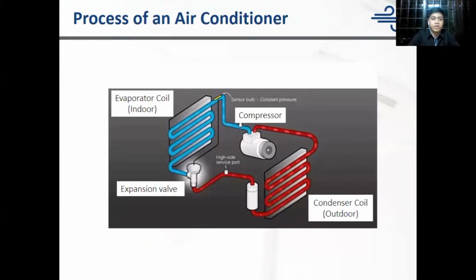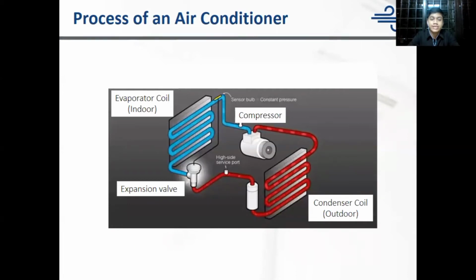In an air conditioner, there are two coils, which are the evaporator coil indoors and the condenser coil outdoors. The refrigerant flows inside this process. First, the evaporator will absorb the heat and change the refrigerant into vapor before it flows to the compressor. The compressor will dramatically increase the temperature and the pressure of the refrigerant before it goes to the condenser coil.